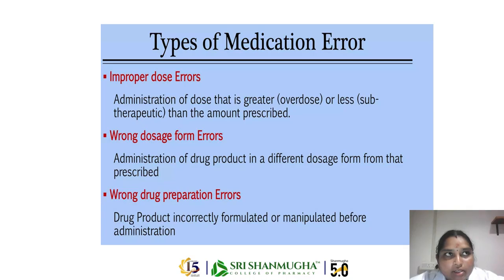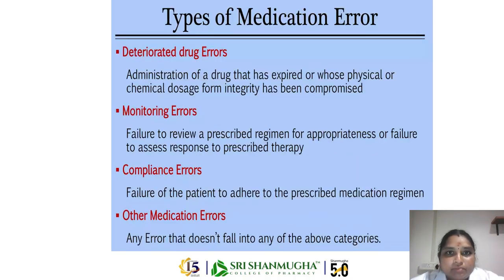Next, wrong drug preparation error: the drug product is incorrectly formulated or manipulated before administration. When preparing the drugs, there may be an error. Next type is deterioration drug error: administration of a drug that has expired. The expired drug has been prescribed or dispensed. That is deterioration drug error.